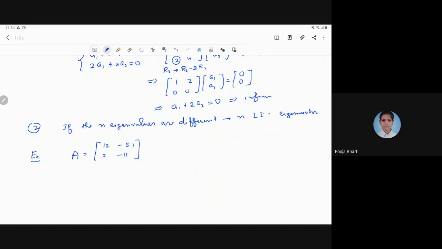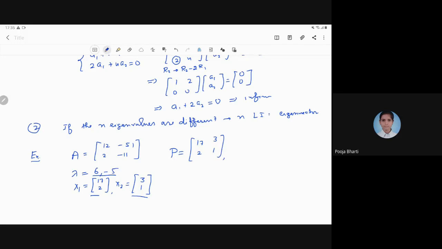Already we have done this example in the previous lectures. Eigenvalues in this case are 6 and minus 5. And the eigenvector corresponding to 6 is (17, 2), and corresponding to minus 5 it is (3, 1). Because the eigenvalues are different, you are getting two linearly independent eigenvectors. So what is P in this case? Can you write P yourself? X1 is (17, 2), X2 is (3, 1).